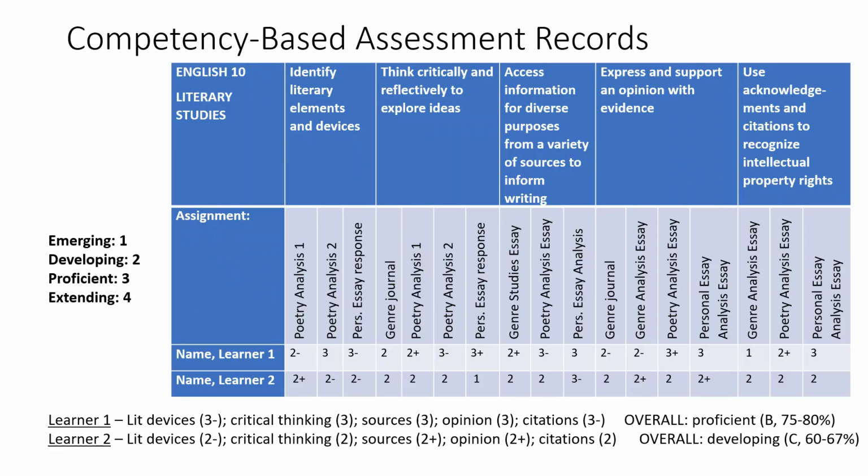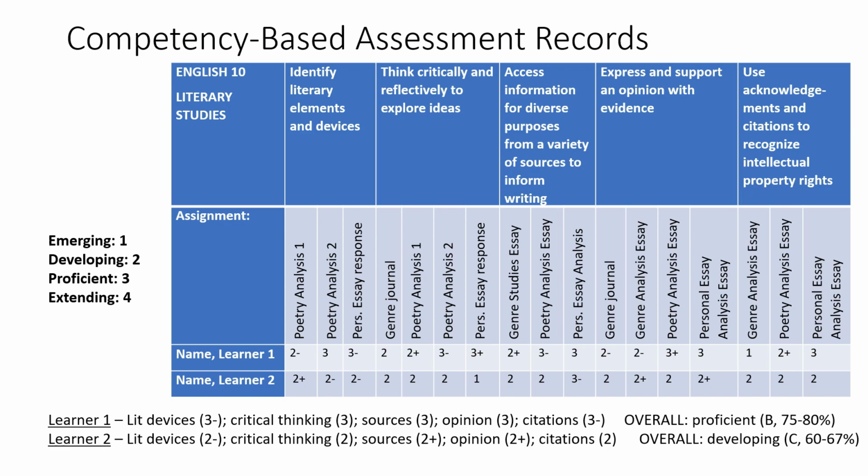So this is how I assess my grade 10 students now, by competency. You can see that, again, I'm doing a fairly limited sample, but I've got 5 competencies that I'm looking at here. The first, identifying literary elements and devices. The second, thinking critically and reflectively to explore ideas. The third, assessing information for diverse purposes from a variety of sources to inform writing. The fourth, express and support an opinion with evidence. And the fifth, use acknowledgments and citations to recognize intellectual property rights.